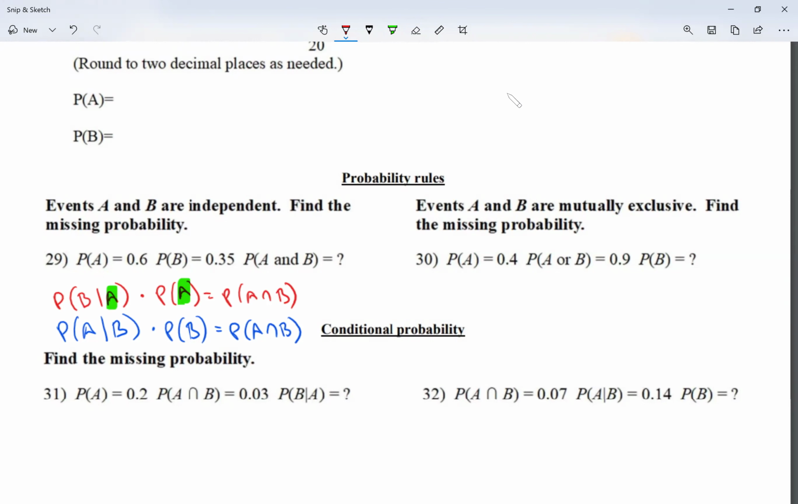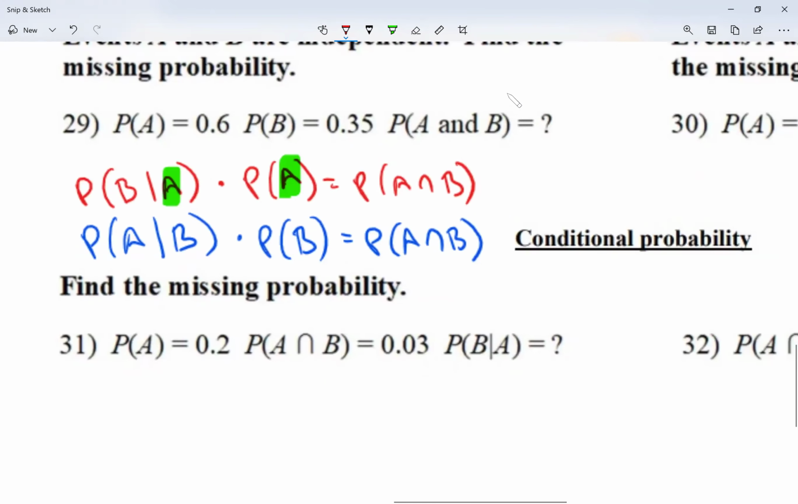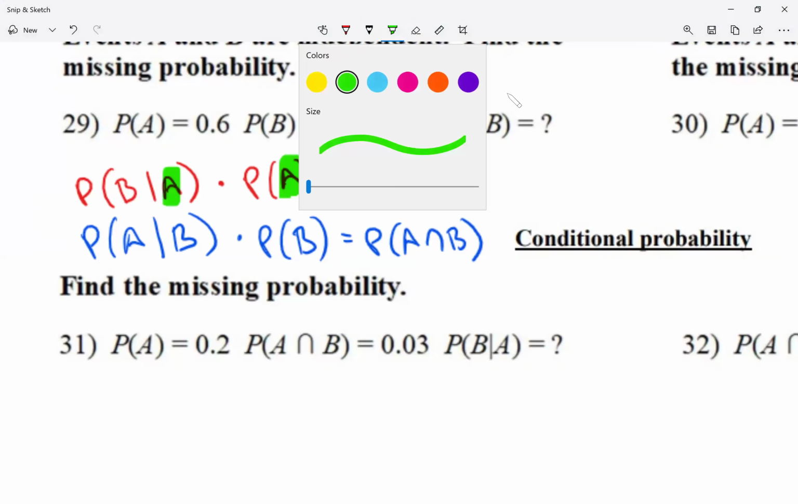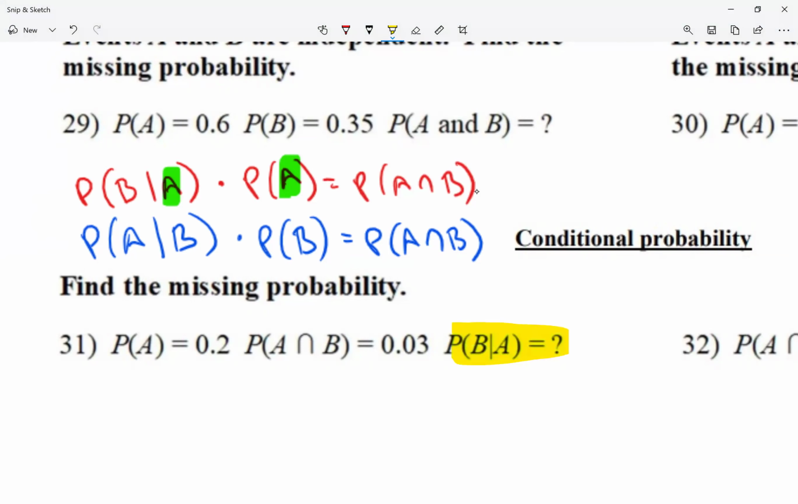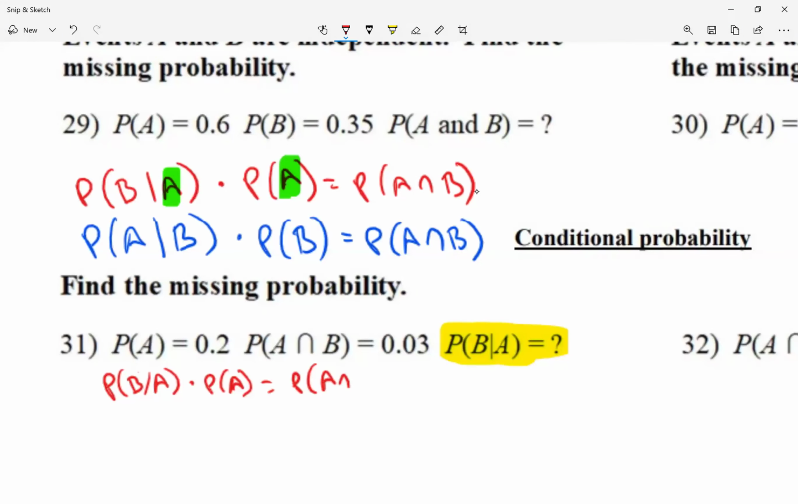Okay, having that said, let's take a look at our questions 31 and 32. Find the missing probability. I want you to pay attention to this. Am I going to use the red formula or am I going to use the blue formula? Yeah, I want to use the red formula, right? So let me just write probability of B given A times the probability of A is equal to the probability of A intersect B.